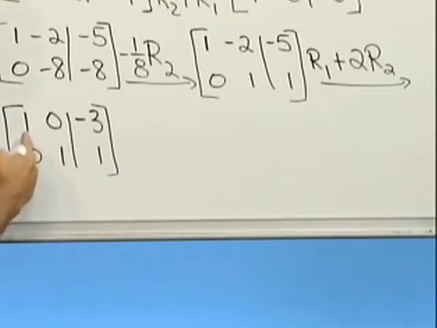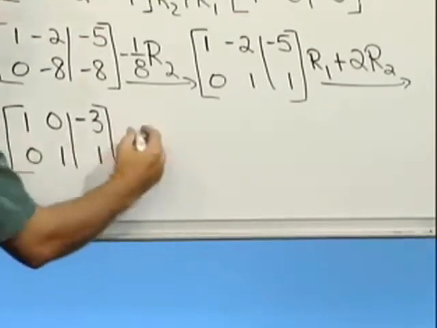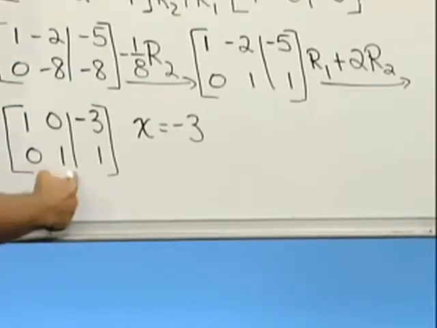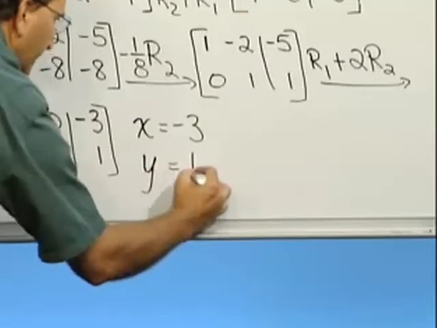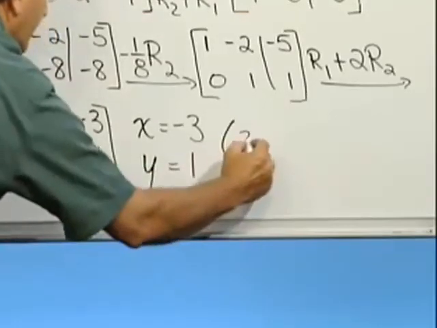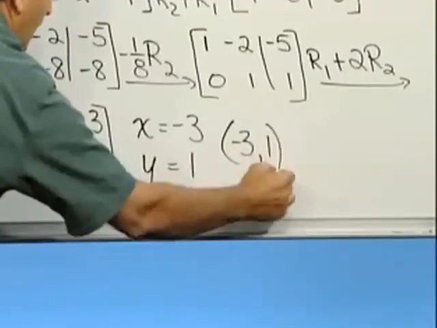So what we know from this is that the value of x is negative 3, and the value of y is 1. So if we write that as an ordered pair, it would be the ordered pair negative 3, 1.